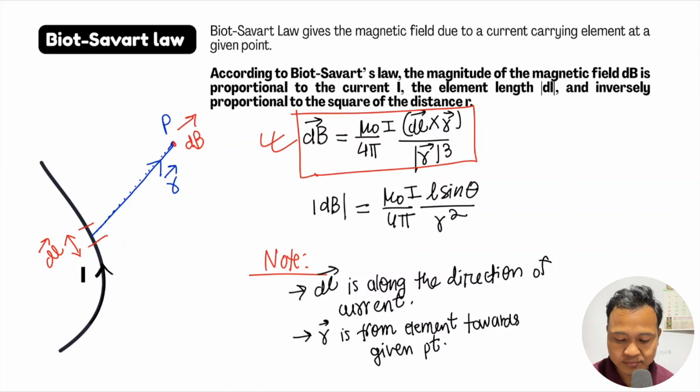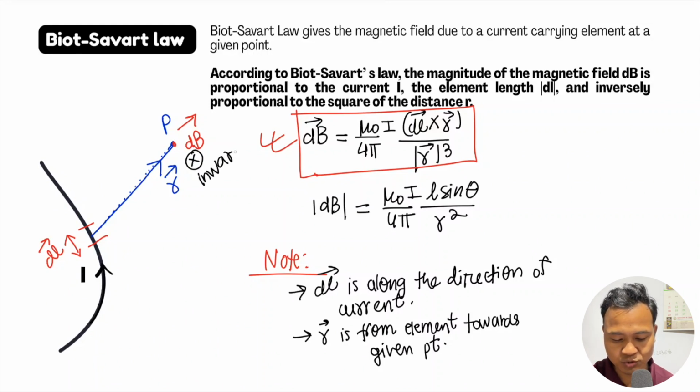So you take your right hand and follow the first vector, dl. Now you turn and face r, the second vector. When you curl your fingers, they will curl like this, and then you'll see that your thumb will be pointing inwards. So this dB is actually inwards.